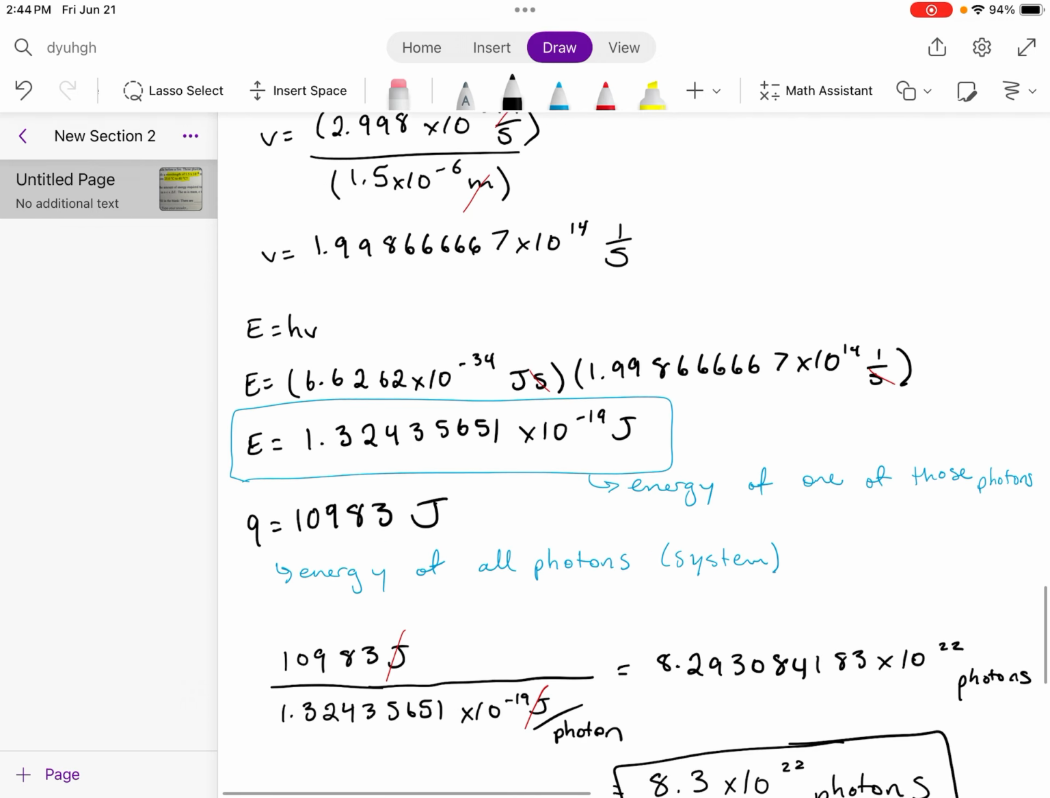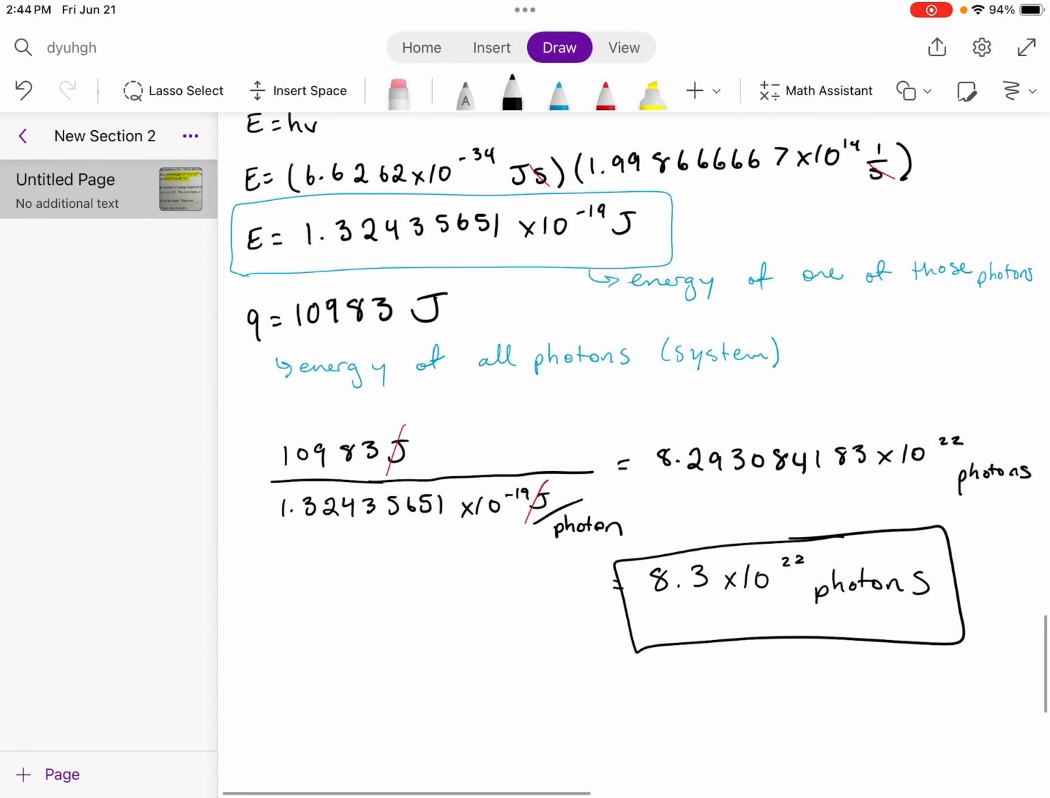Yeah, and then once you have the energy of one photon, and you know your total energy, you can find your way. Okay, hopefully that helps. Sorry.